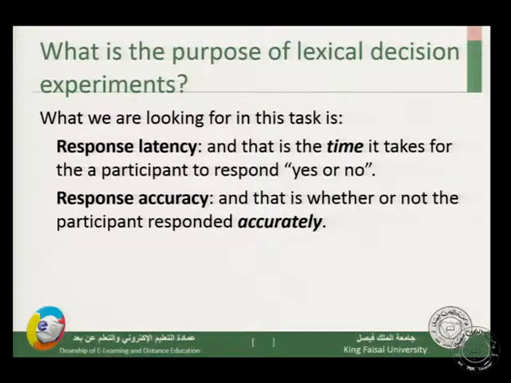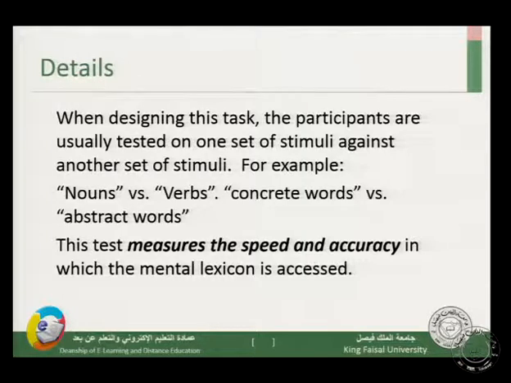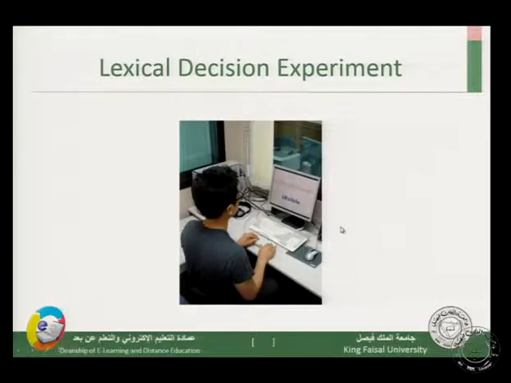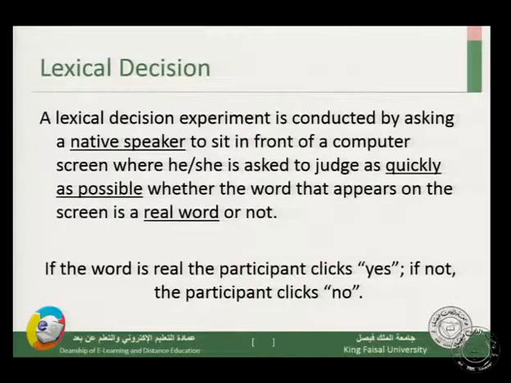Okay? When designing this task, the participants are usually tested on one set of stimuli against another set of stimuli. So what do we mean by stimuli? We mean the word itself. On the screen here, the word ukulele is a stimulus. The plural of the word stimulus is stimuli. So here we have a stimulus, ukulele. This is what we mean by stimulus.